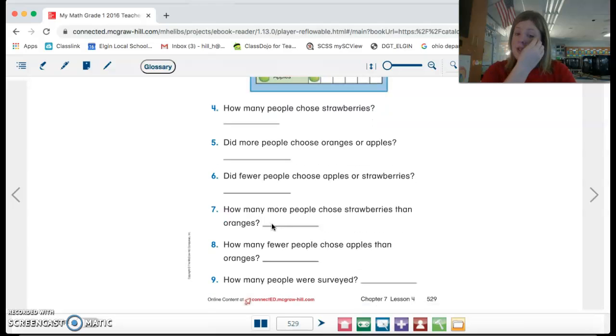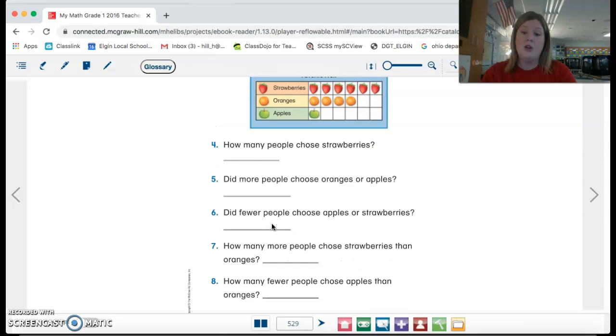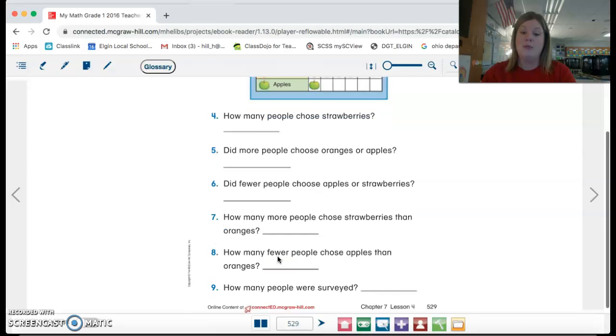Number 7 says, how many more people chose strawberries than oranges? So just like we were talking before on our last page, count strawberries, count oranges. How many more people chose strawberries than oranges? And you're going to put it on the line for number 7. You should have a number there.